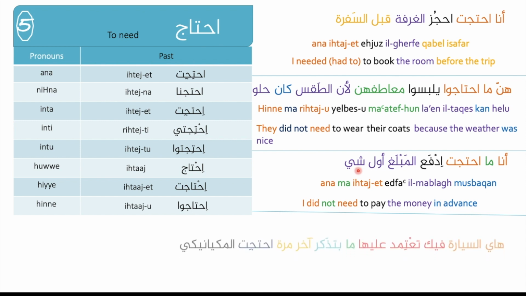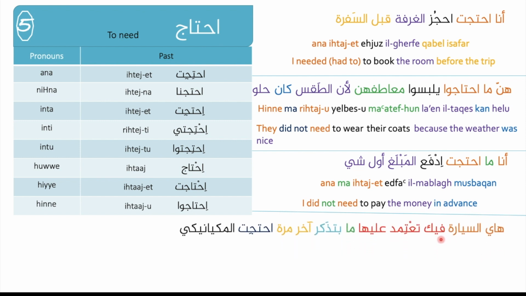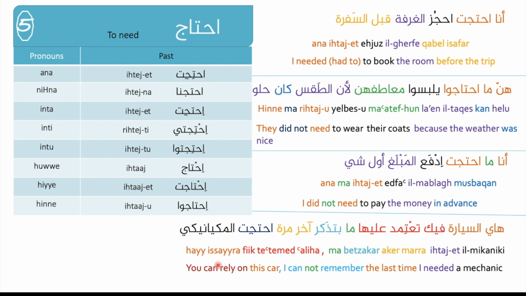Our fourth example. هي السيارة فيك تعتمد عليها. ما بتذكر آخر مرة احتجت الميكانيكي. ما بتذكر, I can't remember. آخر مرة, the last time. احتجت, I needed. الميكانيكي, you might guess what that word means. You can rely on this car. I can't remember the last time I needed a mechanic. I will read the Arabic again. هي السيارة فيك تعتمد عليها. ما بتذكر آخر مرة احتجت الميكانيكي.